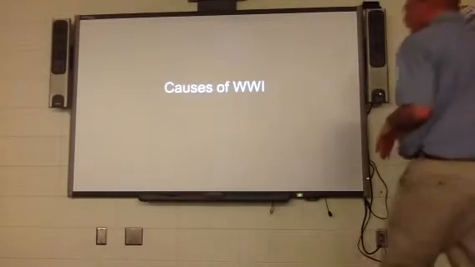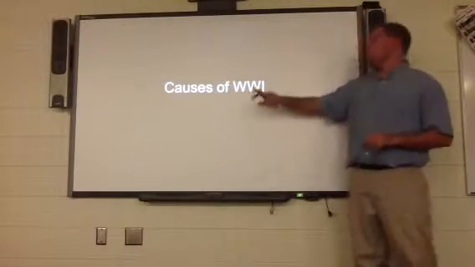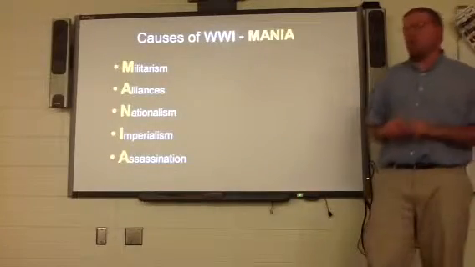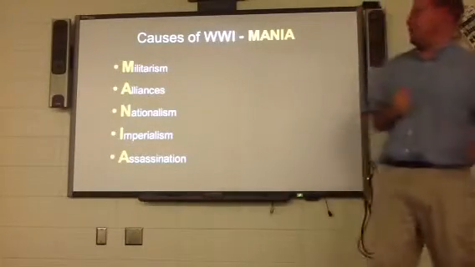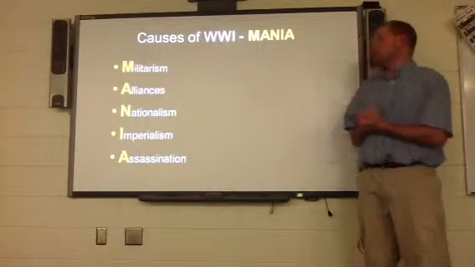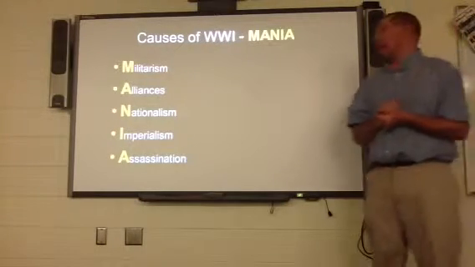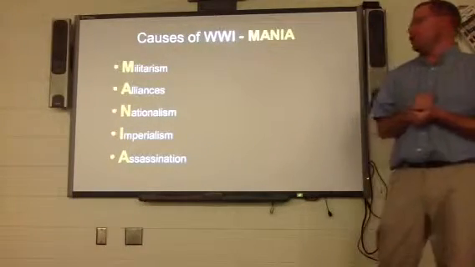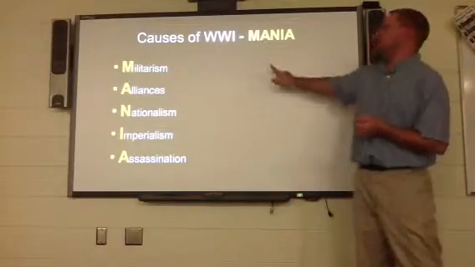Hello, I'm Mr. Vogt. Today you guys are going to learn about the causes of World War I. Causes of World War I can be broken down into the 5 things up on the screen. M for militarism, A for alliances, N for nationalism, I for imperialism, and A for assassination.